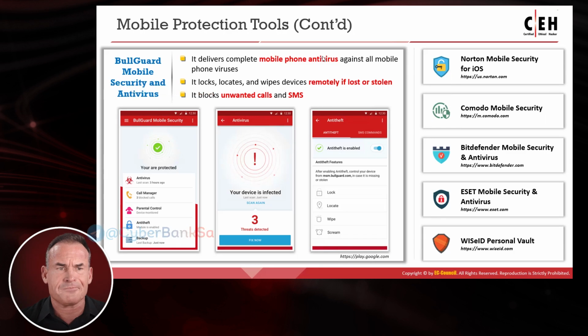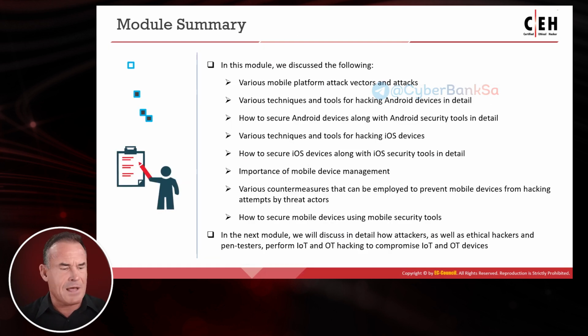Pretty good stuff. And then it is most definitely recommended that you install security software on your mobile devices, just like your desktops, laptops, and servers. Every AV vendor has their mobile protection kit: BullGuard Mobile Security and Antivirus, Norton, Comodo, Bitdefender. I've always been a big fan of Malwarebytes and Kaspersky on my Android, but again, there's anti-malware for every platform, lots of different vendors, lots of different options.